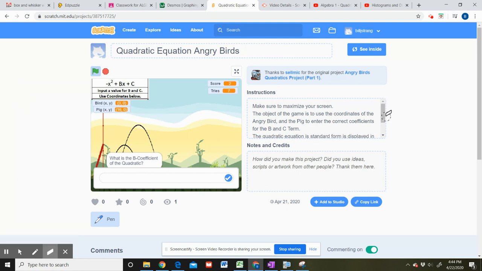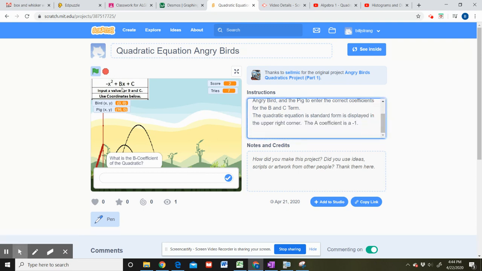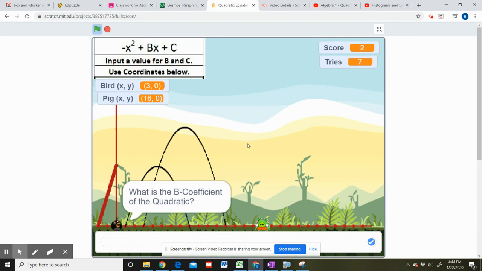We'll start the game up. So after you do that, the quadratic equation is up here, and it's going to ask you to enter the constant for the B term and for the C term. All right, the A coefficient is a -1, so it's going to be a parabola like it's shown here. So I'll maximize it. You click the middle to start the game up. Let's see, there we go.